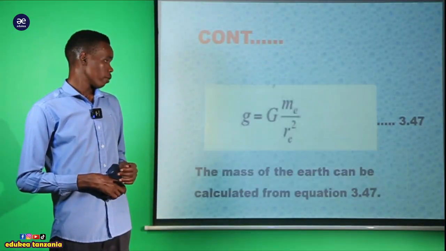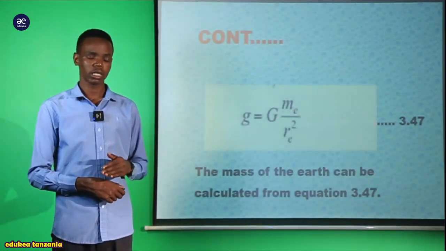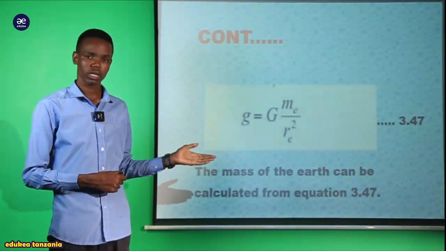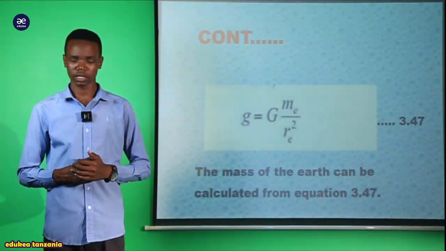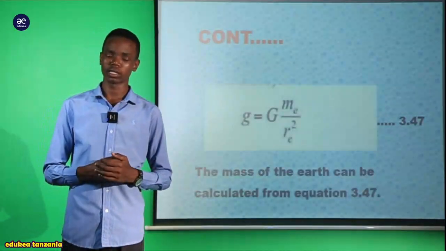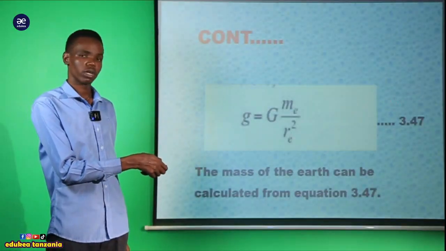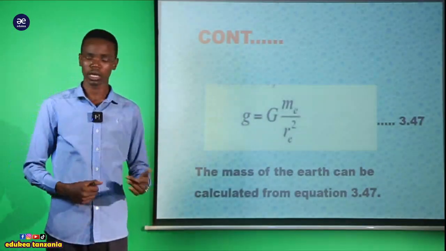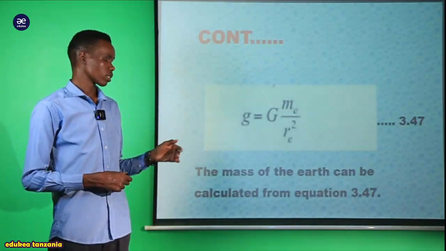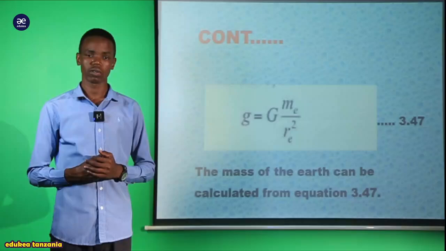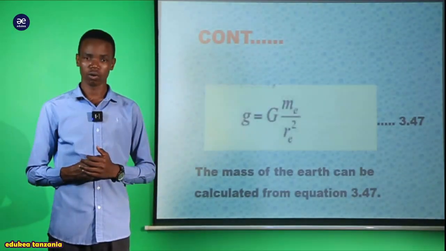Now we have to make the mass of the Earth the subject, because we are supposed to use our equation here and obtain the formula for the mass of the Earth. Now we should multiply by Re square both sides. After multiplying, we are supposed to divide by the universal gravitational constant.